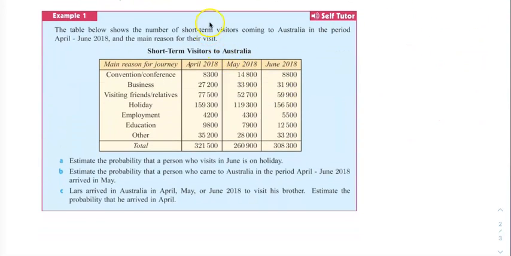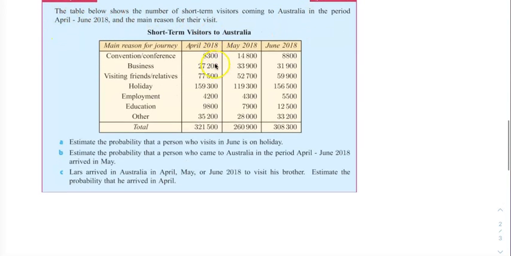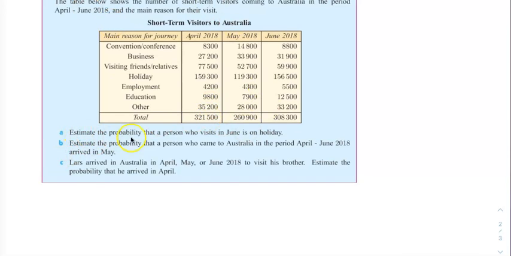The table below shows the number of short-term visitors coming to Australia in the period between April to June 2018 and the main reason for their visit. So it's just a bunch of data. Estimate the probability that a person who visits in June is on holiday. Okay, so a person who visits in June is on holiday. So here's holiday, here's June. So we have that many people visited in June for holiday.